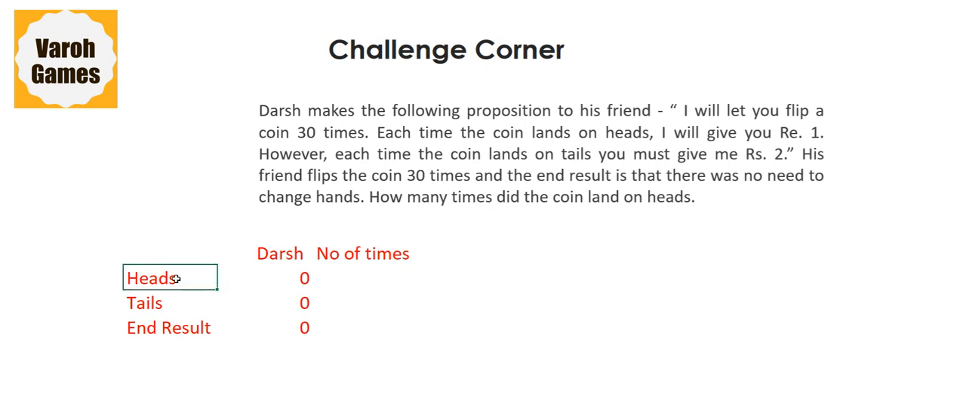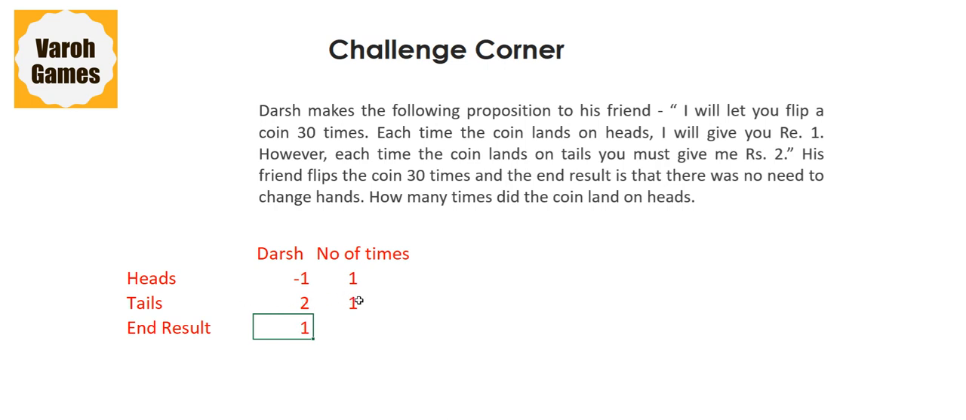So over here we have written heads, over here tails. Now suppose Darsh's friend flips the coin and heads comes. So he flips the coin one time and head comes. It means Darsh will pay rupees 1 to his friend. Suppose now his friend again flips the coin and this time tail comes. So what happens? Darsh will get rupees 2 from his friend. So in total, if his friend has flipped the coin 2 times, Darsh is getting 1 rupee.